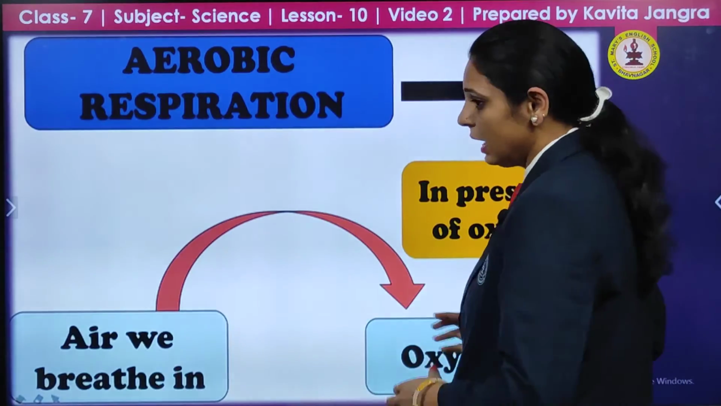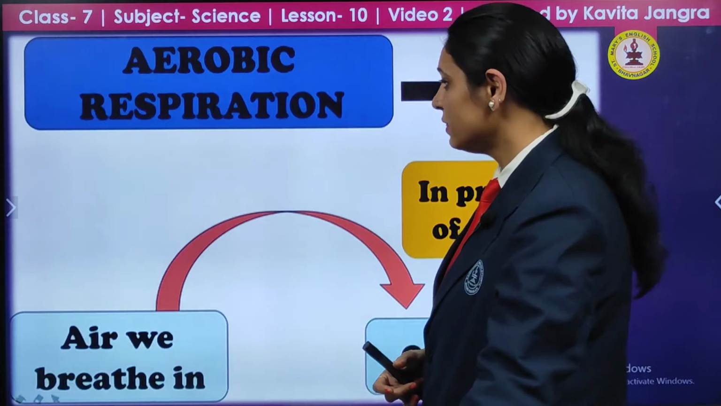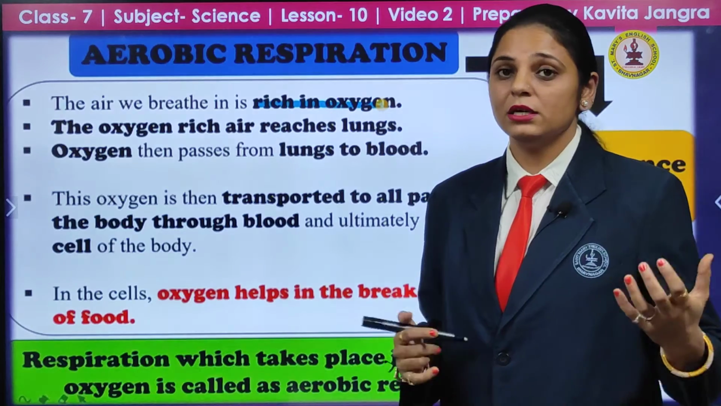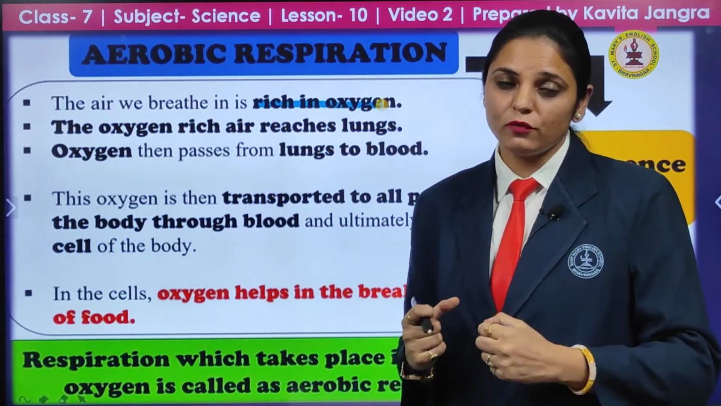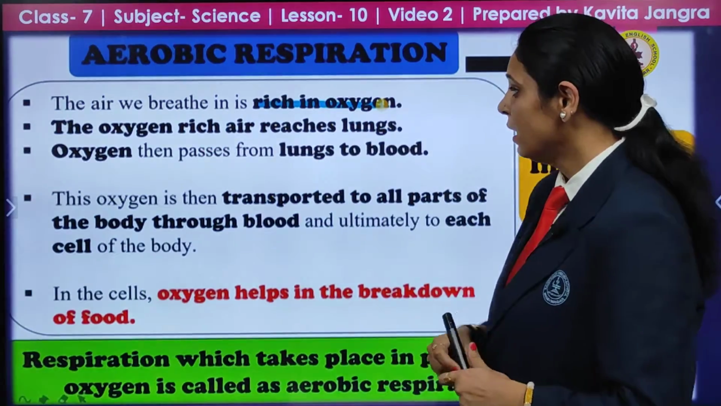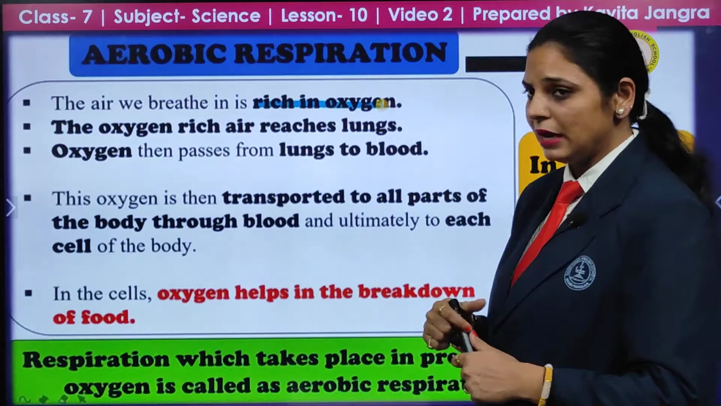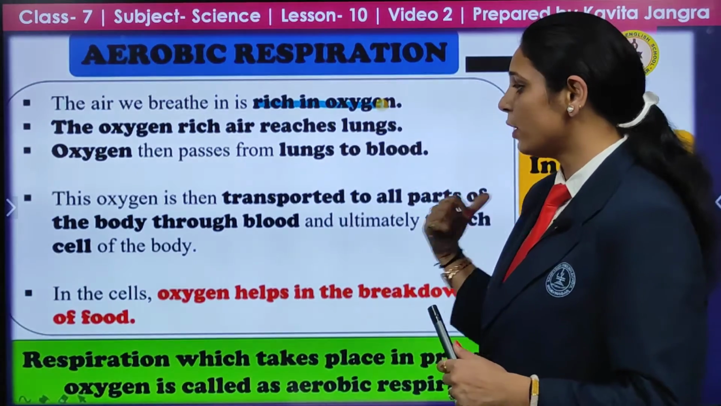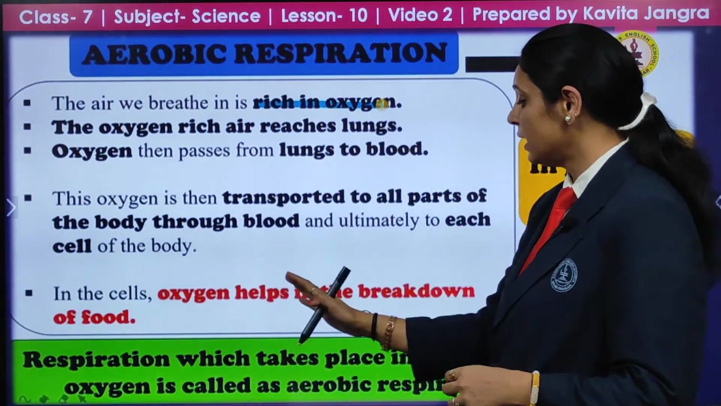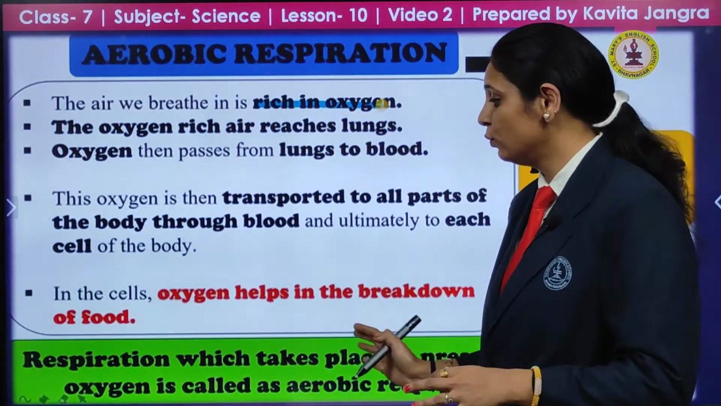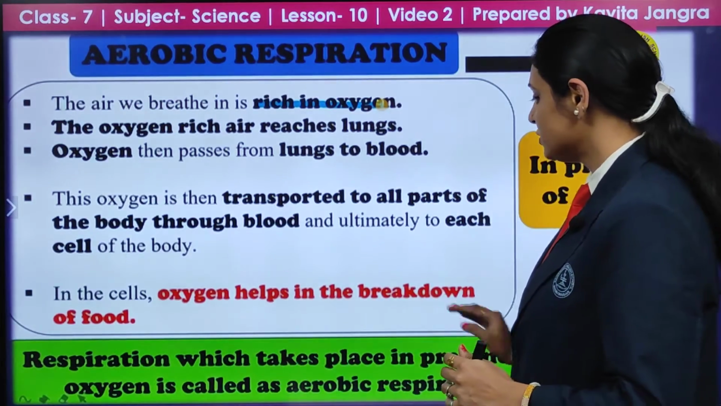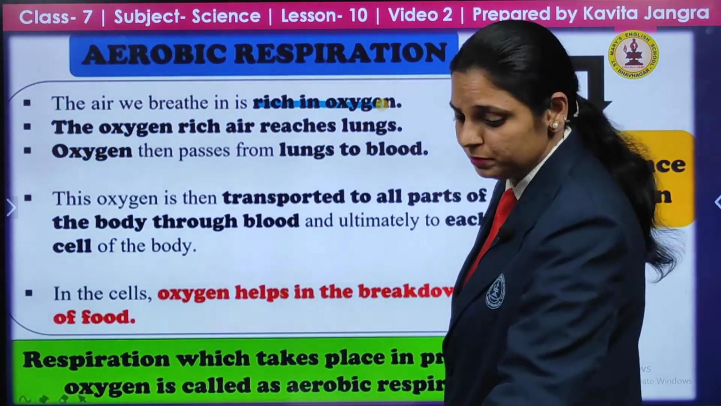We breathe the air and we take in oxygen. In that presence, it goes to the cell, and in the cell there is the digested absorbed food. This absorbed food is broken down with the help of the oxygen. Oxygen-rich air reaches the lungs, the oxygen passes through the lungs to the blood, and is then transported through the blood to the whole body, and ultimately reaches each cell. This helps to break down the food for respiration. So ultimately we can say the respiration which takes place in the presence of oxygen is aerobic respiration.